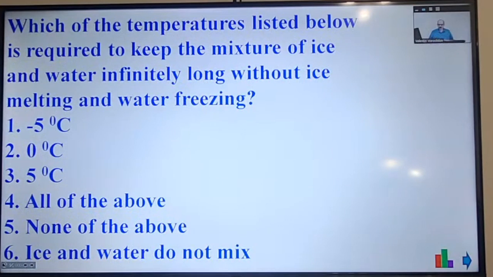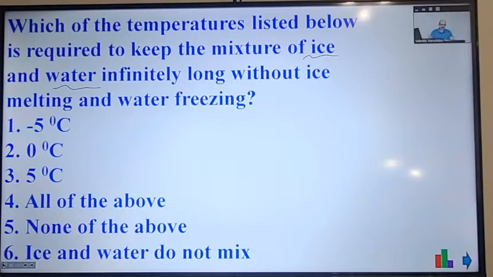Here is the question I want to ask you. Please take a minute, just think about it before switching to the next slide with the answer. It's about ice and water. What do we know about ice and water?